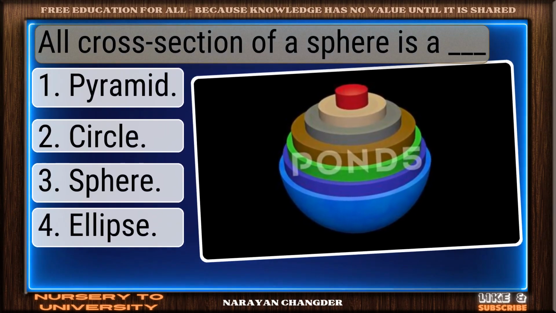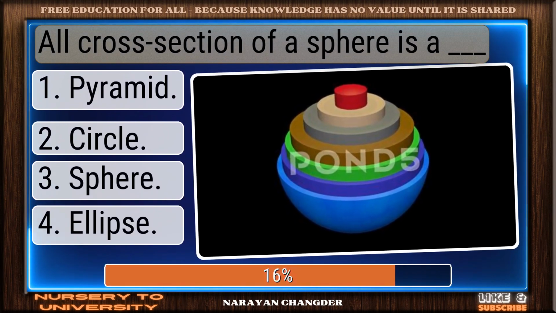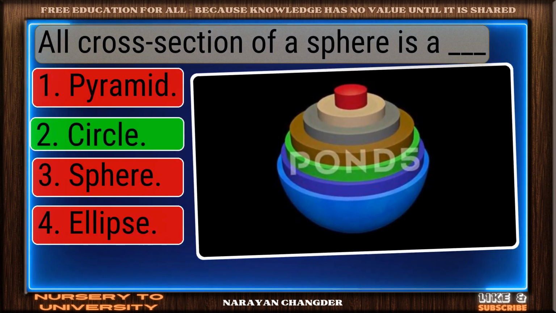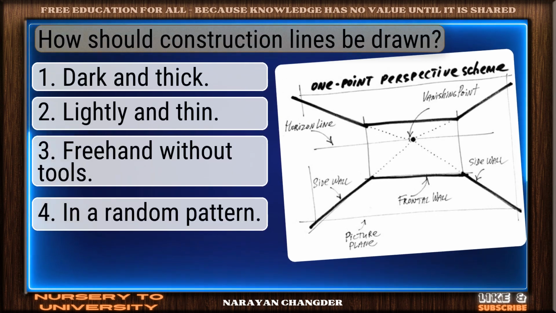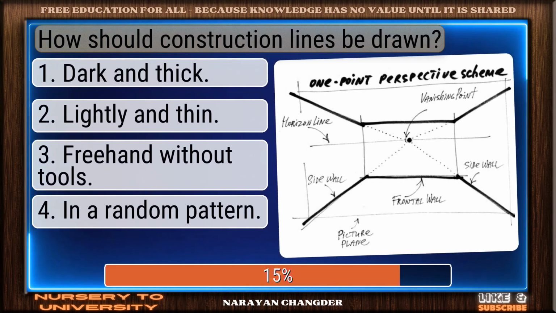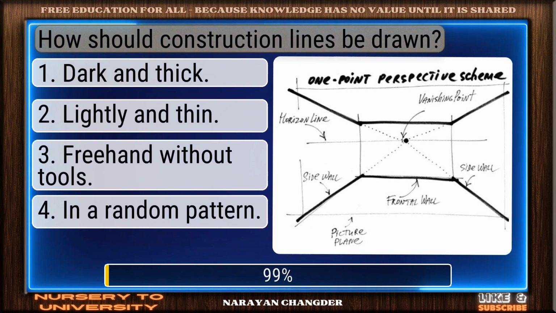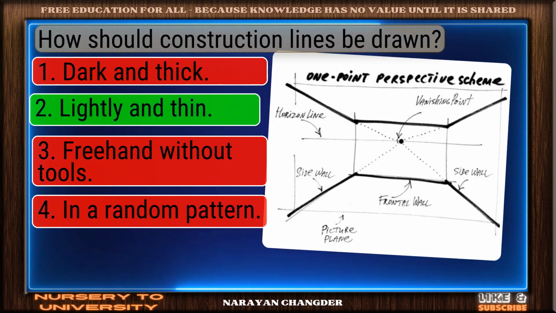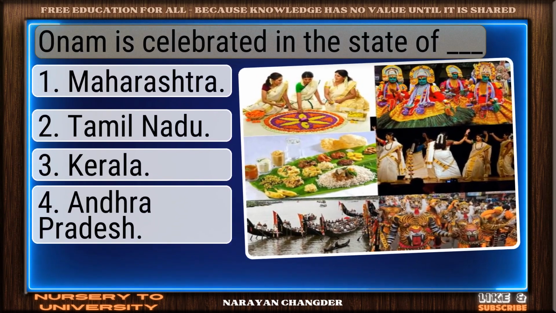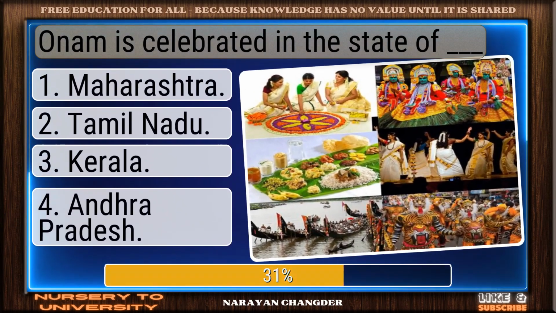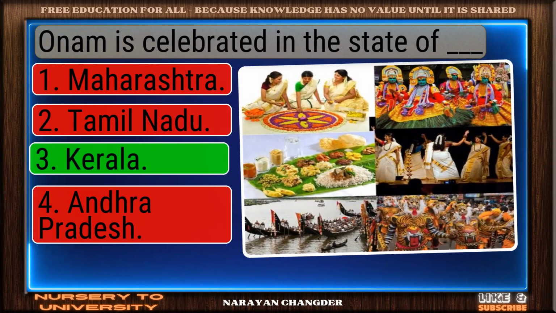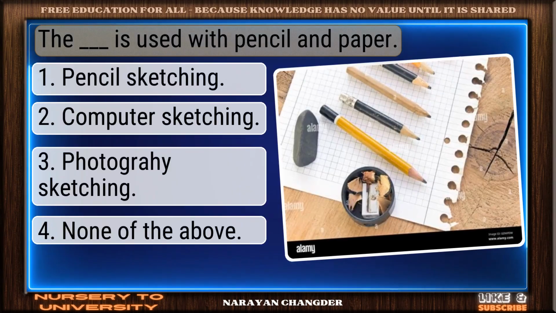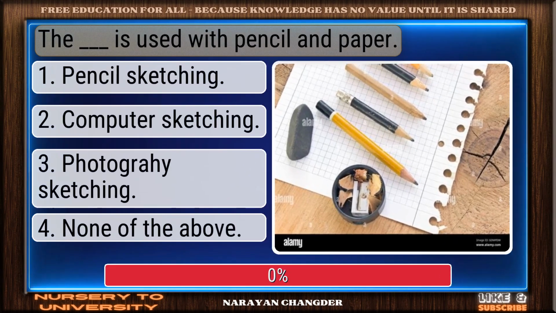A cross-section of a sphere is a dash. You got it. Circle fits. How should construction lines be drawn? Nicely done. Lightly and thin is solid. Onam is celebrated in the state of dash. Excellent. Kerala is well-reasoned. The dash is used with pencil and paper.